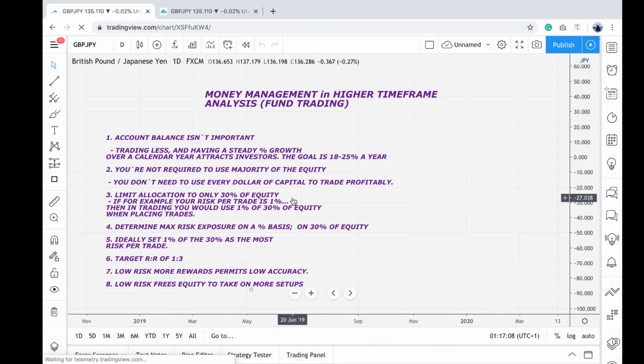So number 8 now on our list is low risk frees up equity to take on more setups. By the time you're using a 1% risk in the marketplace, you're potentially exposing yourself to be able to take on more setups because now you have more margin to take on more trades, and trades that could potentially pan out in the marketplace.